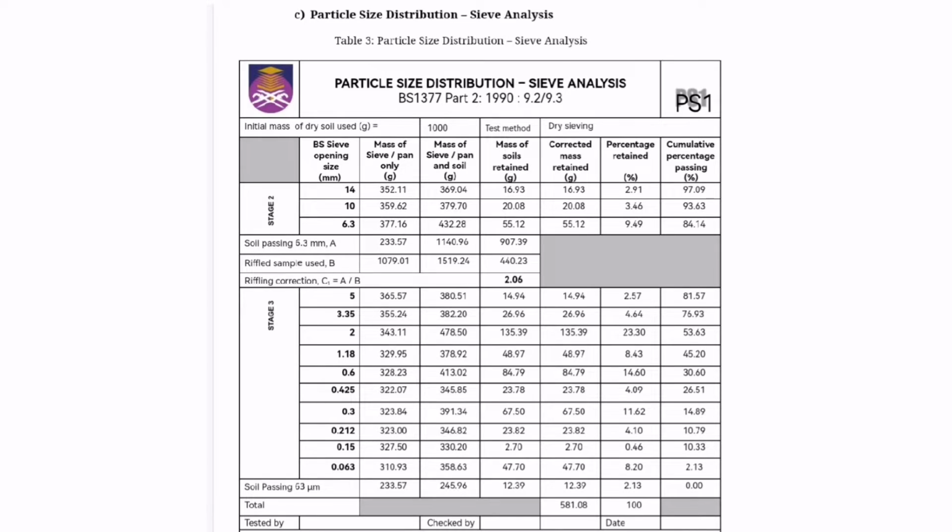This is the table data obtained for this test. The fourth test is the field density test. The objective of this test is to determine the dry density of the soil.